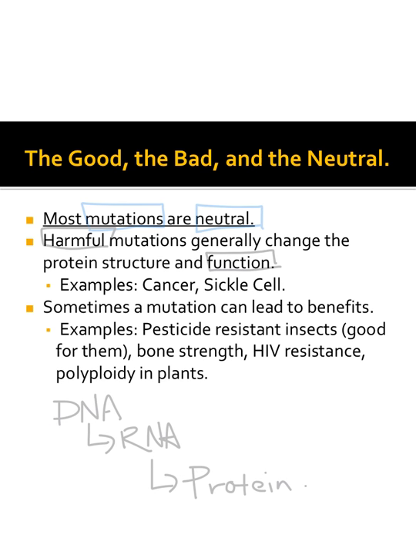And finally, we also have beneficial mutations. Beneficial mutations can lead to things such as pesticide-resistant insects, which is good for them, not good for the humans who are trying to keep them from eating their crops. They can improve bone strength, HIV resistance, and also polyploidy in plants, which are often bigger and stronger than diploid plants. That is in our genetics unit. We will get to that down the line.